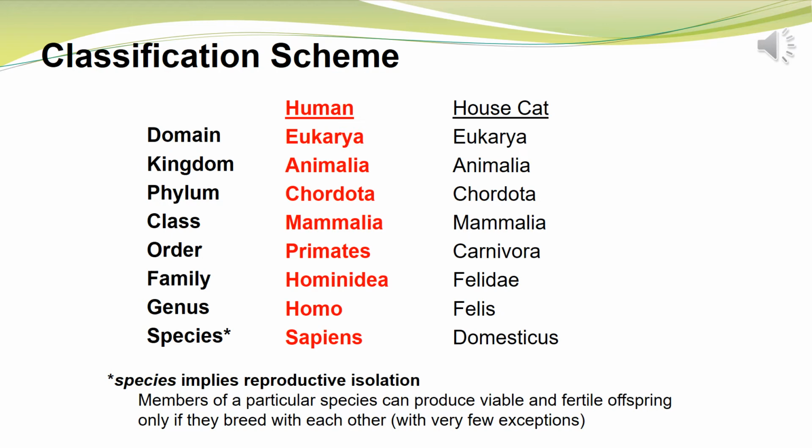And of course the genus and species for humans is Homo sapiens, and the genus and species for the house cat is Felis domesticus. And we're going to say here that species implies reproductive isolation, which is members of a particular species must be able to produce viable and fertile offspring only if they breed with other members of the same species, and there's very, very few exceptions. Like I said, there's some hybrids that can reproduce, but there aren't many of these anyway.